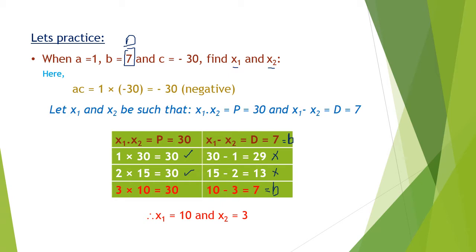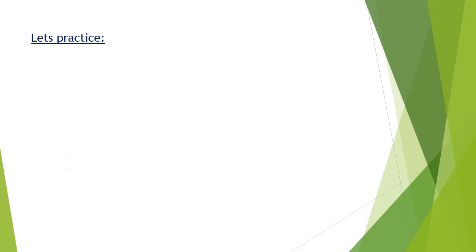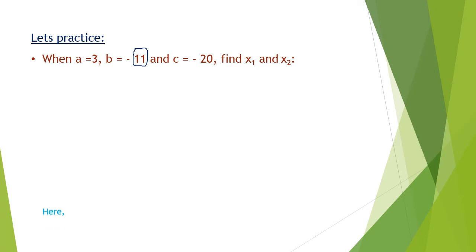So you can pause the video and note it down on your copy, and let's practice. When a is equal to 3, b is equal to minus 11. Okay, b is minus 11, but we don't have to worry about it. We always take the positive value here.